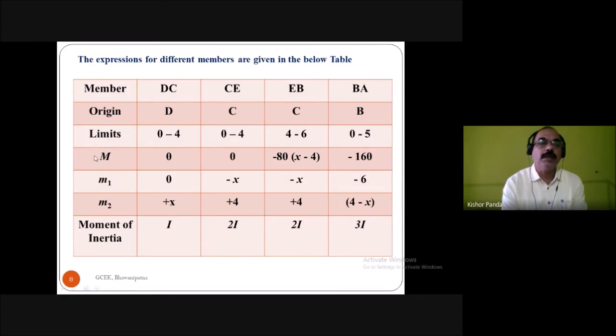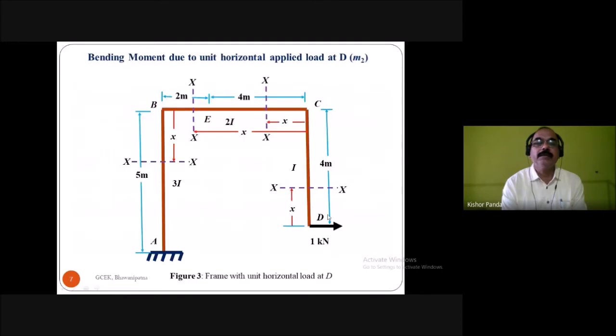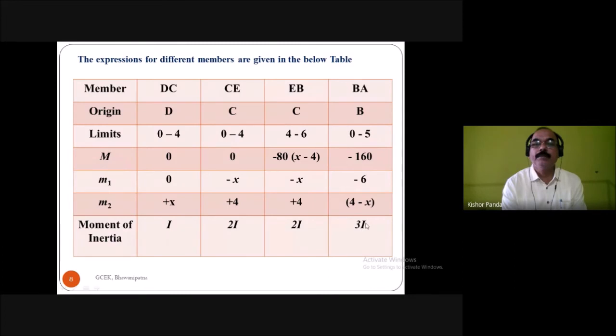This moment is due to the external loading, this moment is due to the unit vertical force, and this moment is due to the unit horizontal force. Then the moment of inertia is given: for DC member I, for CE member 2I, for EB 2I, and for BA 3I. So for CD it is I, and for AB member 3I, and for EB and CE member 2I.